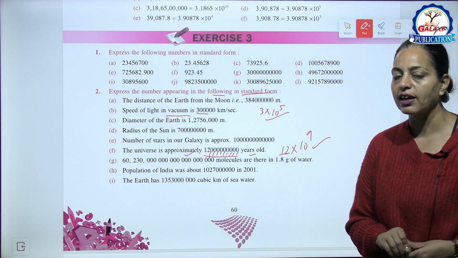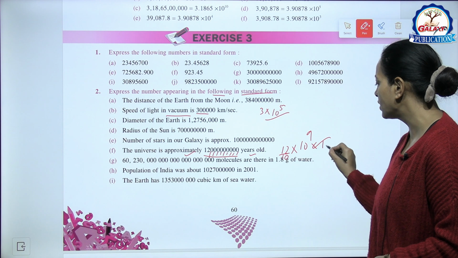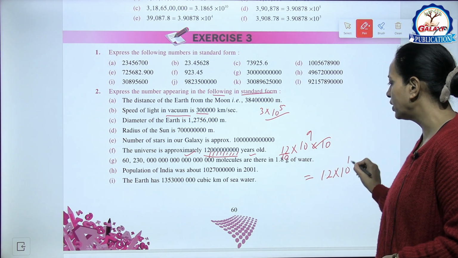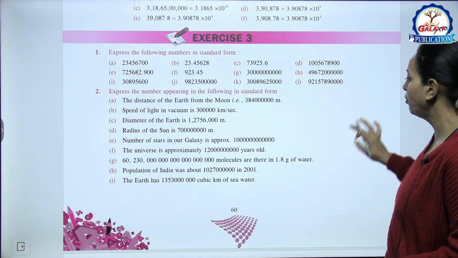So where do we have to put the decimal? Between 1 and 2. So we will put 10 below and multiply by 10 as well. So 1.2 into 10 raised to power 10 years old. Right? Similarly you can try the remaining parts.